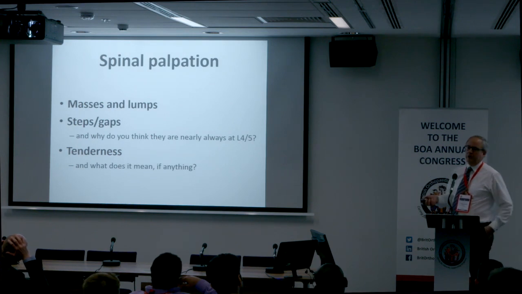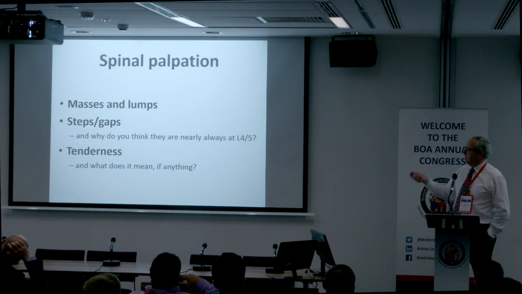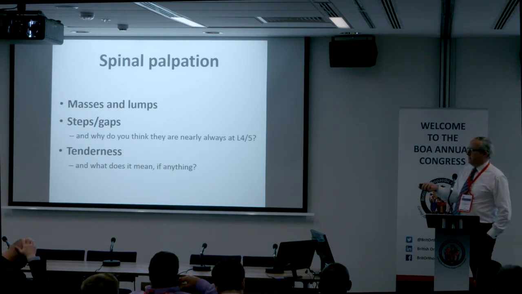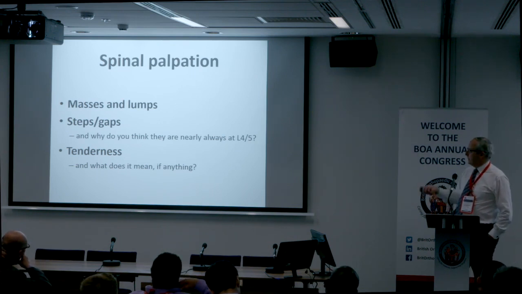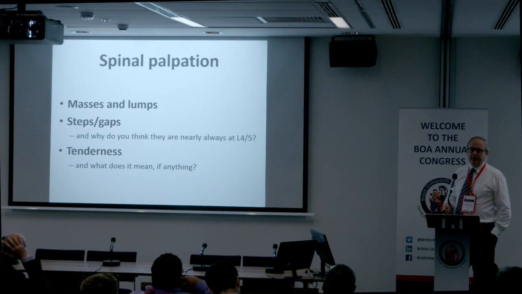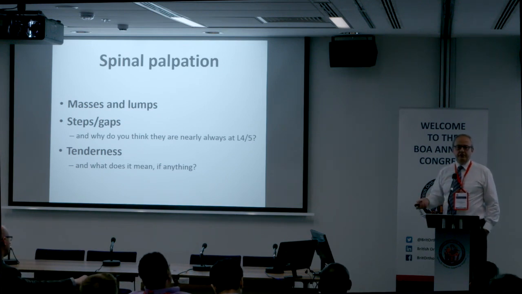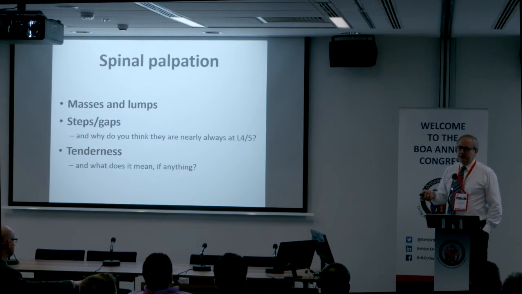Spinal palpation, so you have a look, you need to examine any masses or lumps, that's rare. Steps and gaps, you see occasionally, and you might be having a think about why they're nearly always at L4-5. And tenderness, and spinal tenderness, does it mean anything at all? We talk about facet joint tenderness, but it's under 4 centimeters of muscle. Does it mean anything at all?